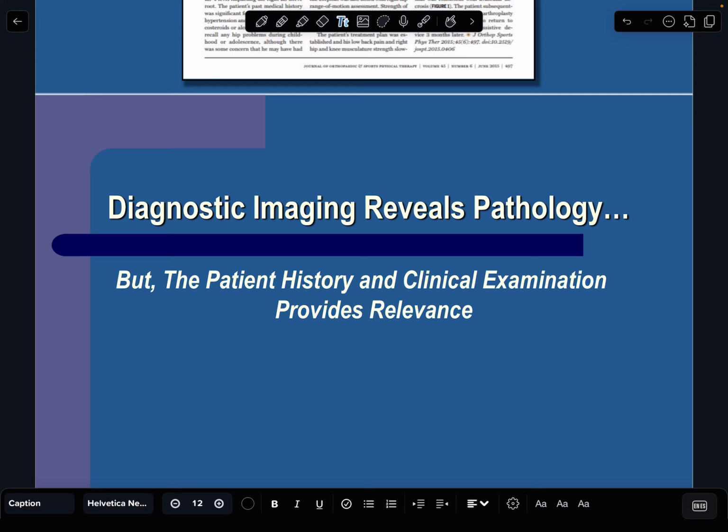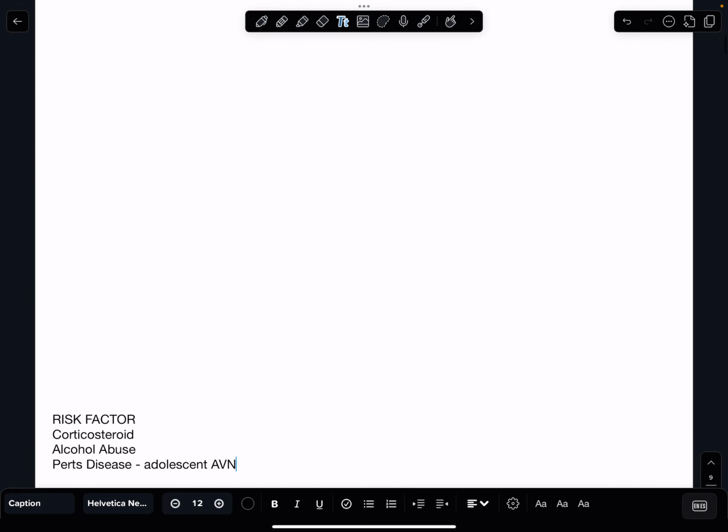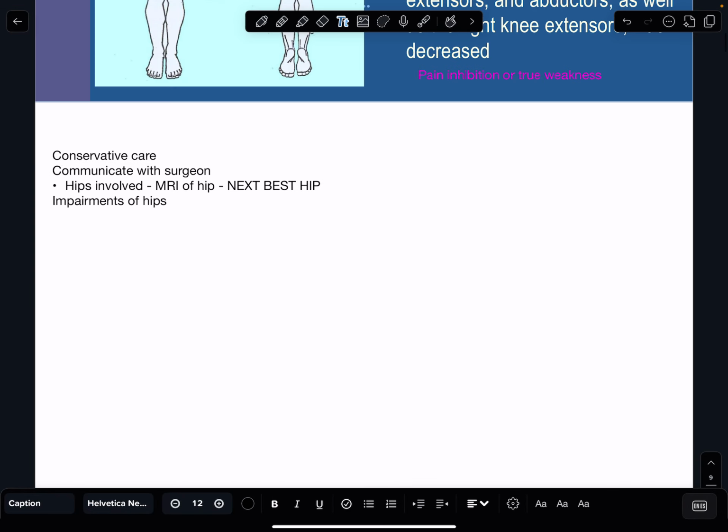Was his body chart the same before surgery? Like the same low back and hip pain? Yep. And then the same after? Yes. Same symptoms that they were dispersed.